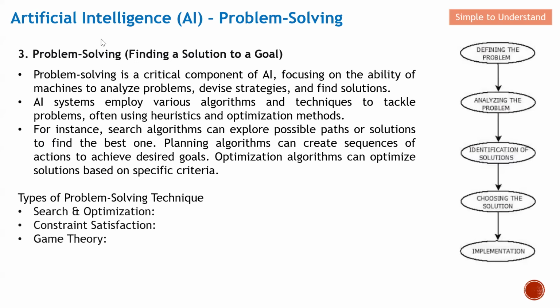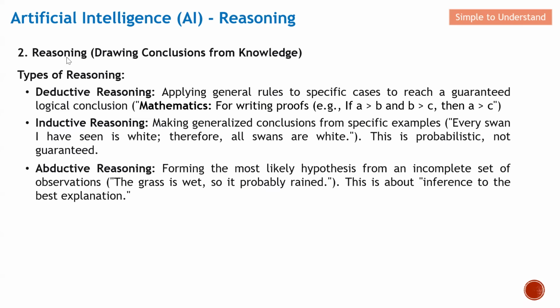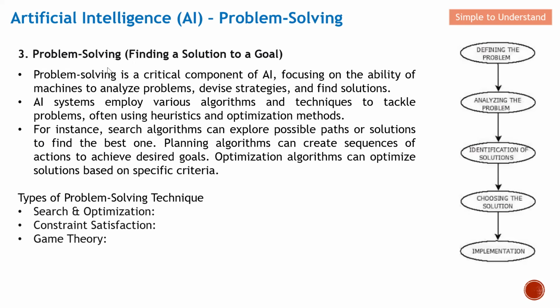Let's come to problem solving. What problem solving actually is, is to find a solution to a goal. The key difference, just need to digest this: reasoning is all the thinking. You can see that all these are all the thinking. But problem solving is all the doing, which means how you actually execute the job. So from here, let's quickly understand problem solving.